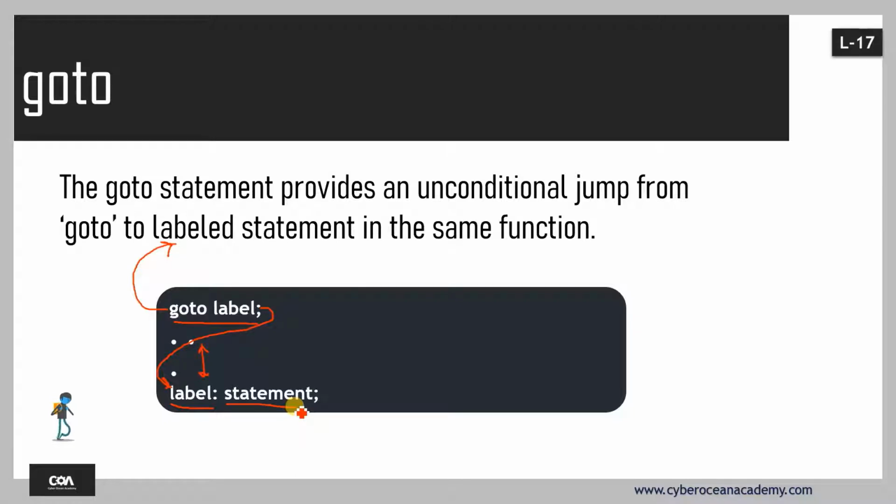Suppose you want to print something, that means the printf will work and it will print that value. So this is basically how a goto statement works. You can understand it in this way.